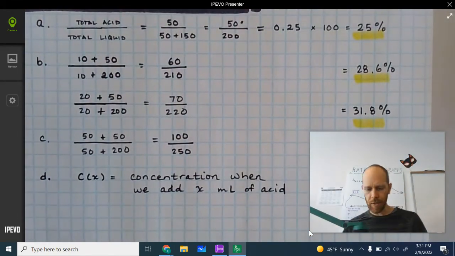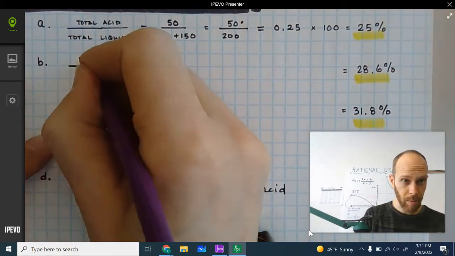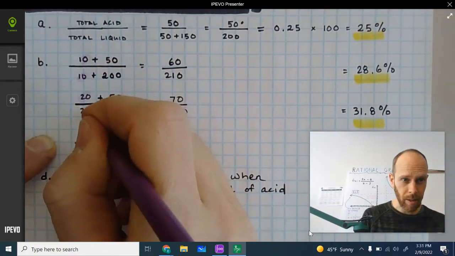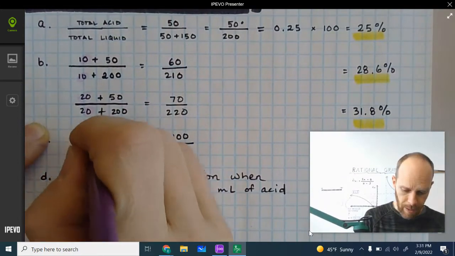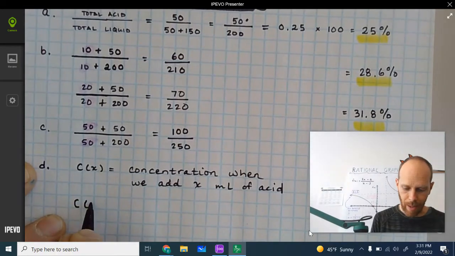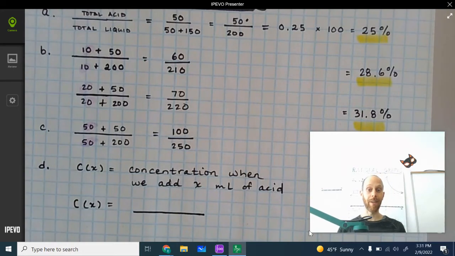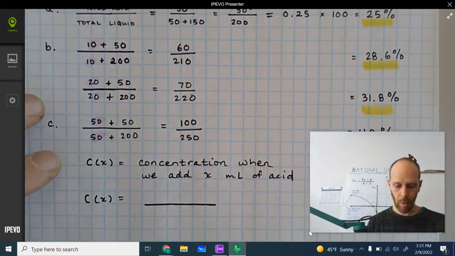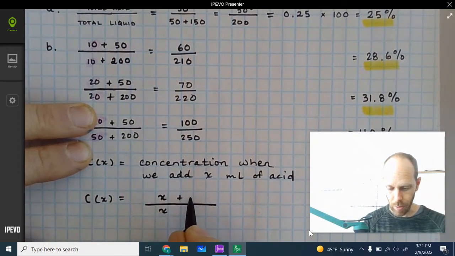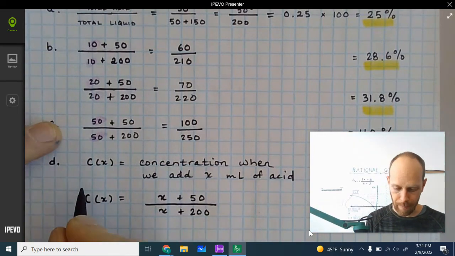And I hope that I've set you up here where you can figure out what C of x is going to look like. Because listen, when we wanted 10, we put a 10 here and a 10 here. When we added 20, we put a 20 here and a 20 here. When we added 50, we put a 50 here and a 50 here. So if we wanted to add x many, what would our concentration equation look like? Well, we would just take those spaces. We would replace them with x and x. So your numerator is x plus 50. Your denominator is x plus 200.